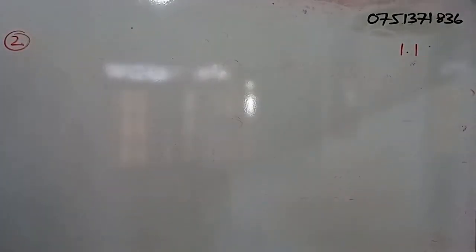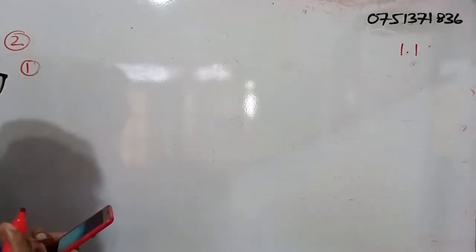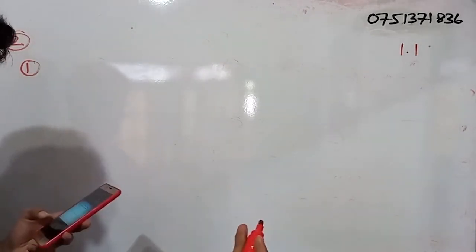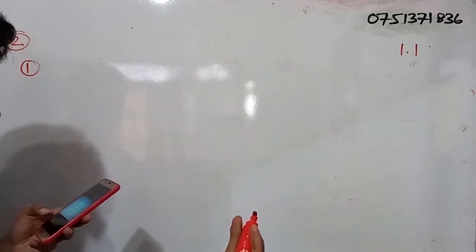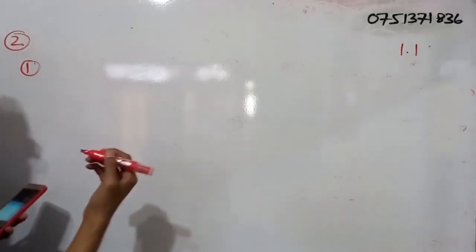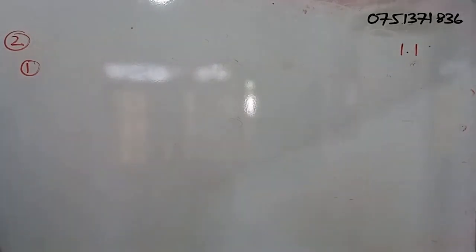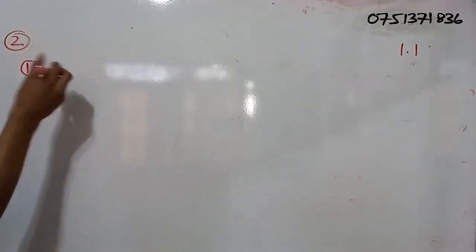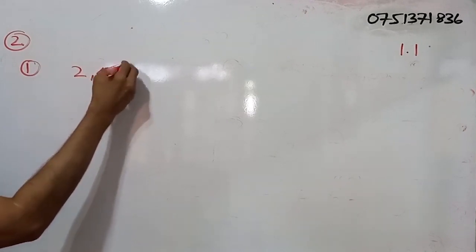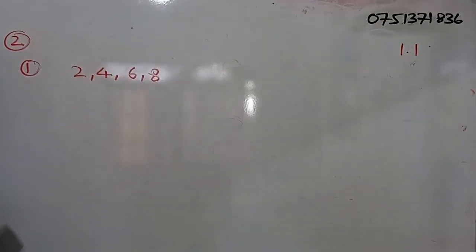Second question. Write the terms of each of the following number patterns. So this is part 1. The number pattern of the even numbers between 1 and 9 written in ascending order. Right? So they are asking us to write down the number pattern of even numbers, right? Between 1 and 9. So what is the answer? 2, 4, 6 and 8.